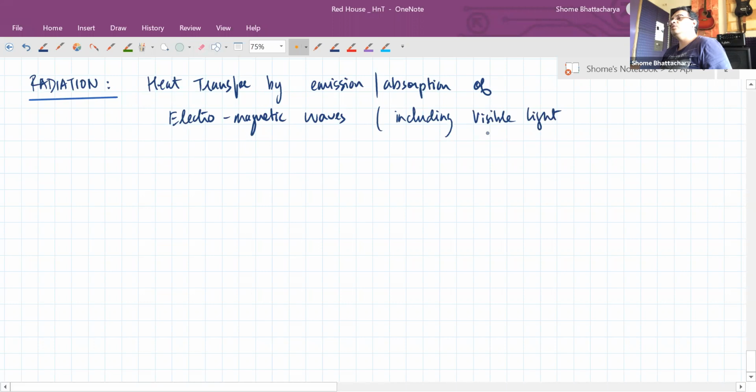Visible light has a wavelength of about 600 to 800, sorry, 400 to 800 nanometers or so. Infrared, ultraviolet, microwaves. That's it.